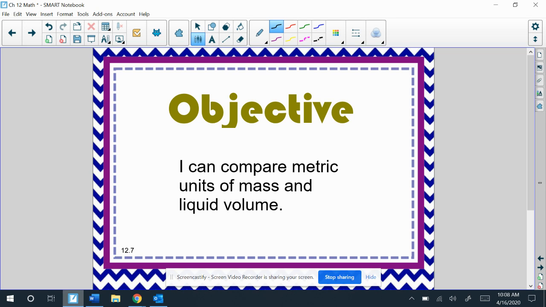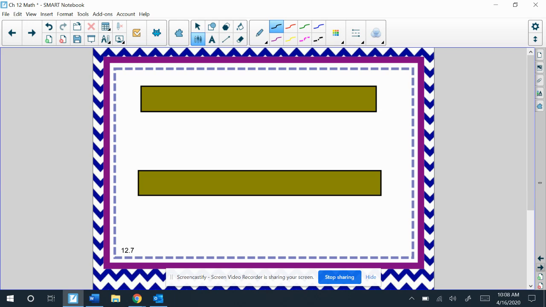Hi, yesterday we compared metric units of mass and liquid volume. So we're going to review that today. Please remember that we are using the metric system and we are looking at mass and liquid volume. So let's do some problems. Here's the first one.